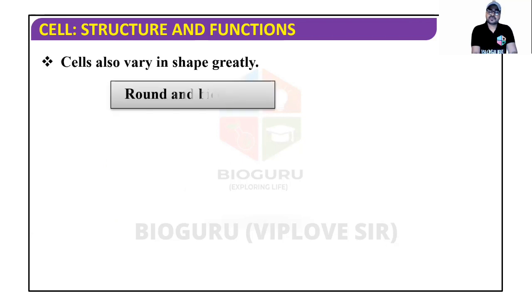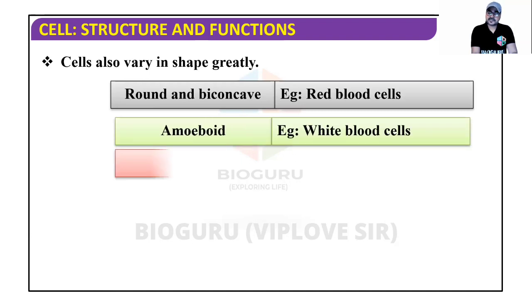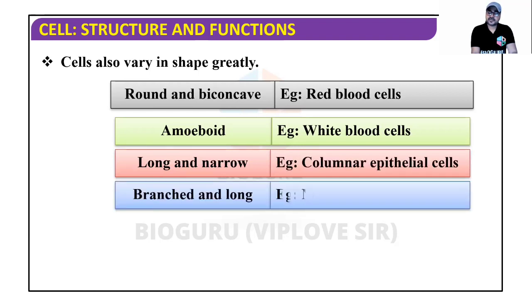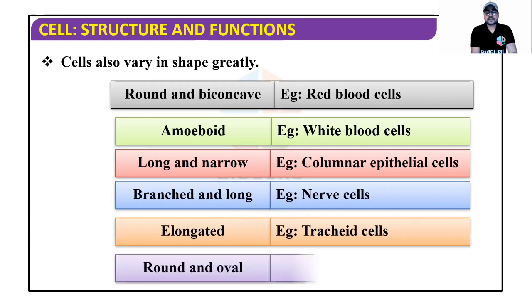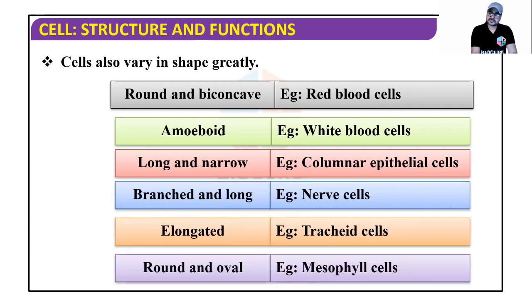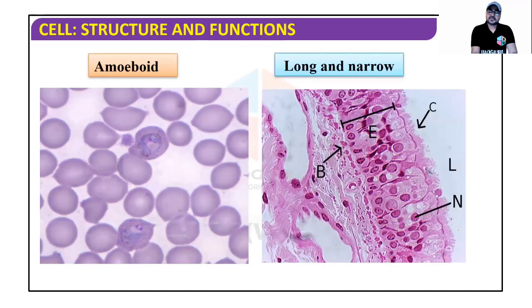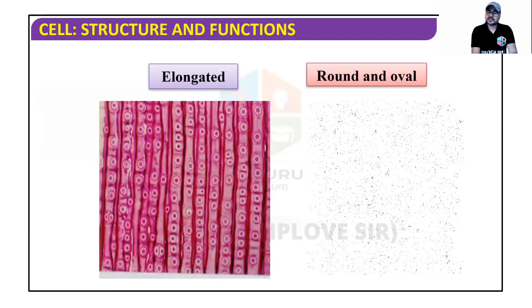Cells also vary in shape greatly: round and biconcave like RBCs, amoeboid white blood cells, long and narrow columnar epithelial cells, branched and long nerve cells, elongated tracheary cells, and round and oval mesophyll cells. The shape of the cells may vary with the function they perform. So according to their functions, their structure or shape will also vary.